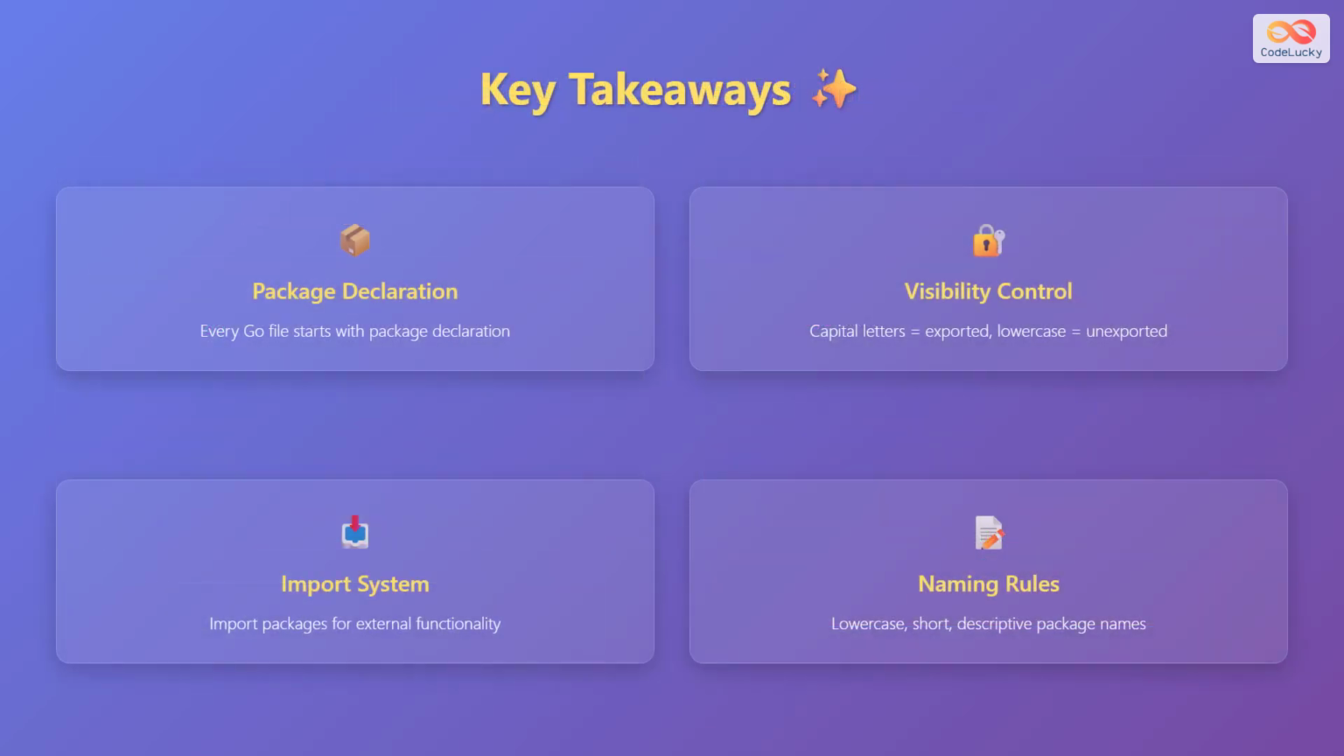To summarize, let's go over the key takeaways. Every Go file starts with a package declaration. Visibility is controlled by the case of the first letter. Capital letters indicate exported, public members, while lowercase letters indicate unexported, private members. Use the import system to include packages and their functionalities in your code. And finally, adhere to naming rules by using lowercase, short, and descriptive package names.